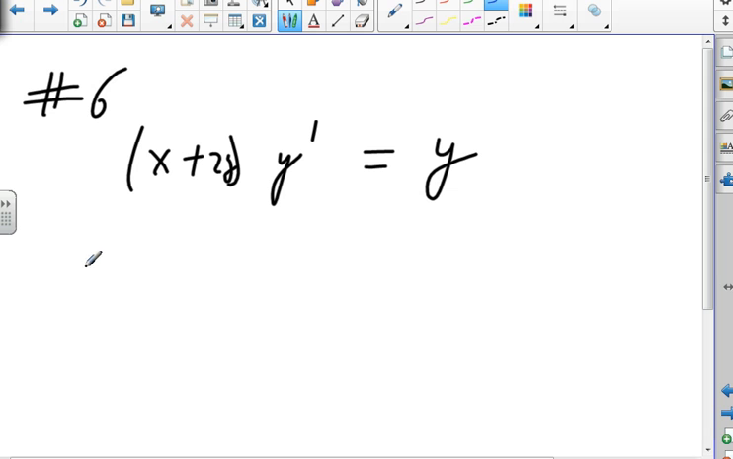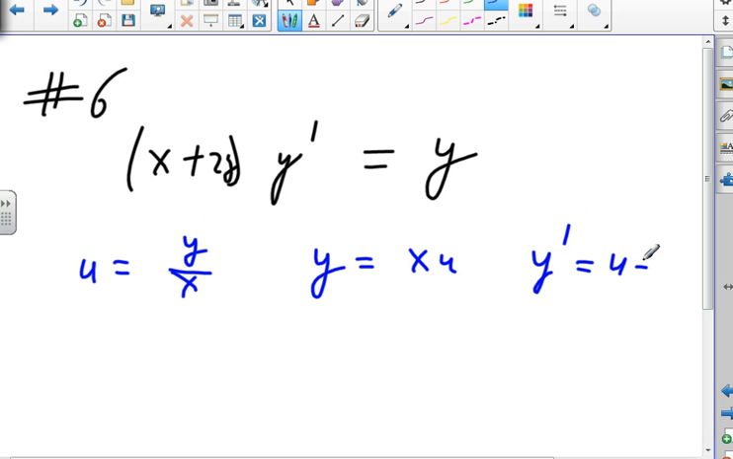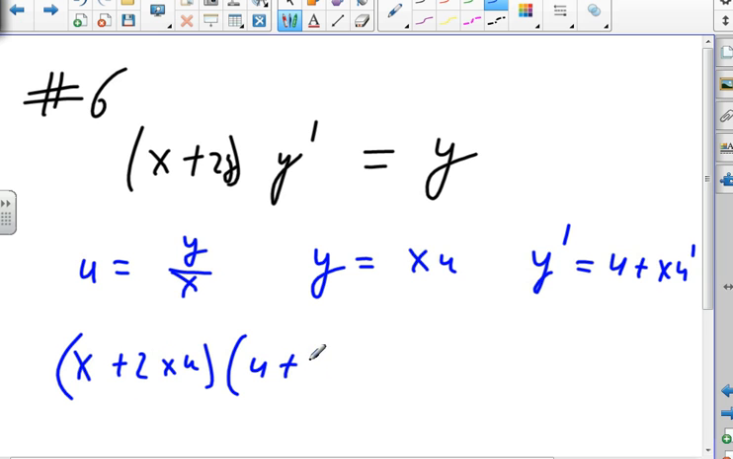So I'm going to say u is equal to y over x. y is equal to xu. y prime is u plus xu prime. So I'm going to do that substitution. x plus 2 times xu times u plus xu prime is equal to xu.